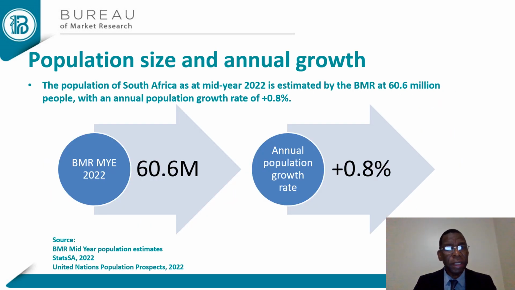Our starting point in this presentation is the population size of South Africa as at mid-year 2022 and as estimated by the BMR. The population size as estimated at mid-year 2022 was 60.6 million persons, and the annual population growth rate was 0.8%.